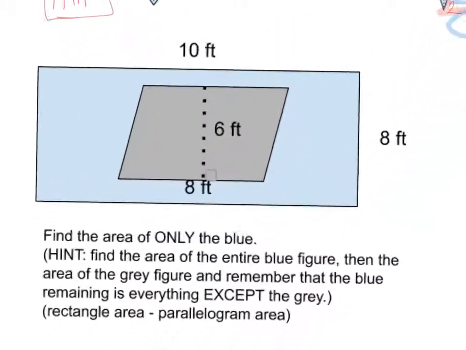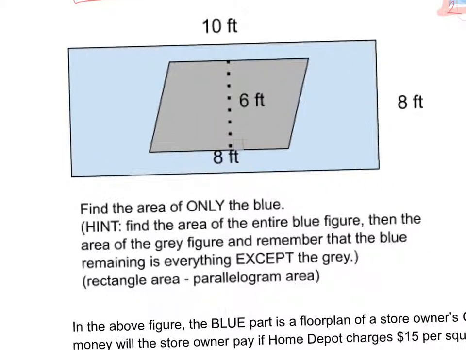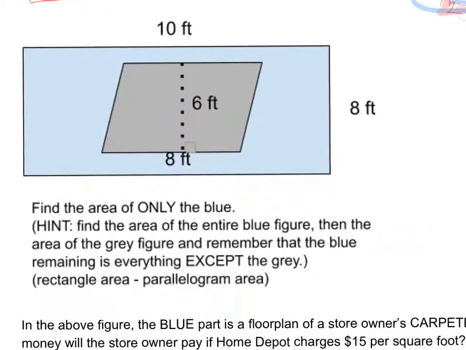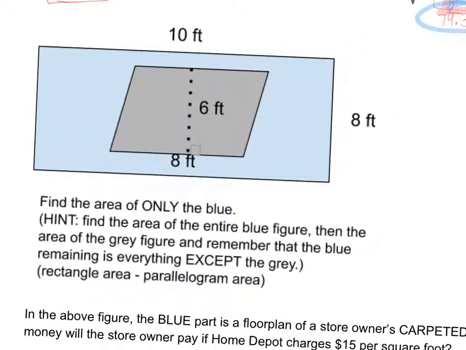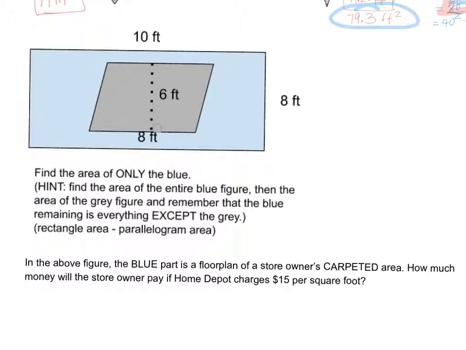The next question asks you to find the area of only the blue. The question on the test may not have a parallelogram on the inside. It might be a different shape. But the gist of the story is that if it's asking you to find the area of something minus something, like except for something, you just get the area of the whole thing and then subtract the area of the part you don't want.